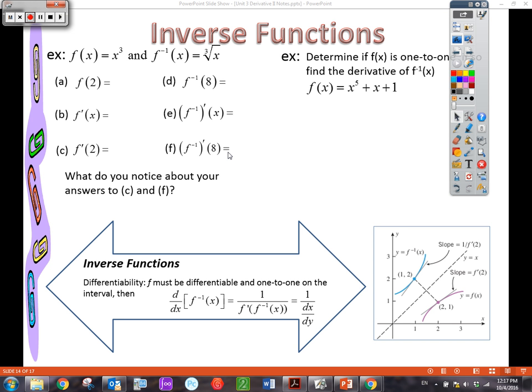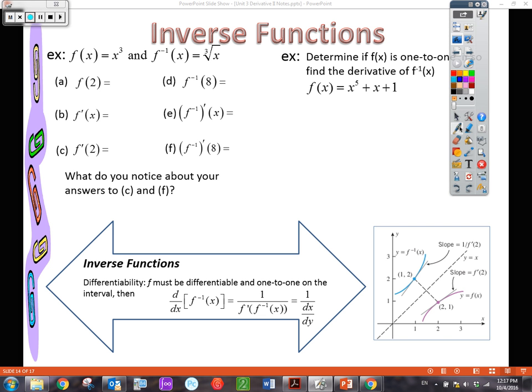So I'm going to go through the background. I want you to understand conceptually what's going on, and then on the second slide is where we get to the problems that you'll see, like on the AP test, multiple choice, etc. But I want to go through the background first to see what's going on. So let's remind ourselves what inverse functions are.